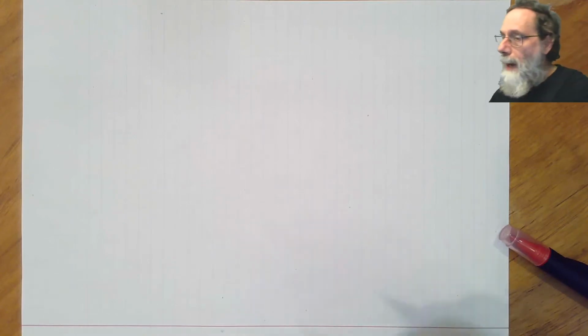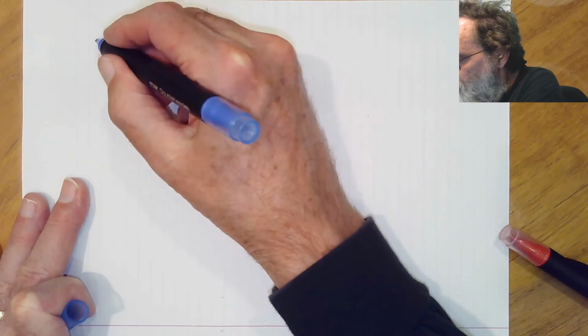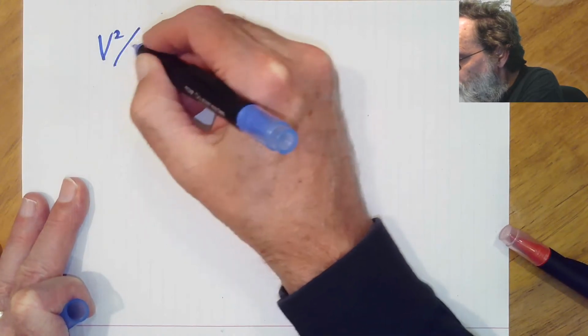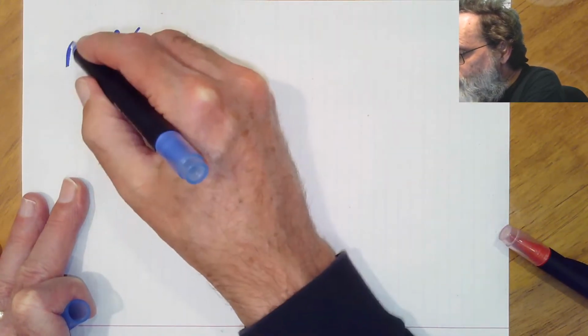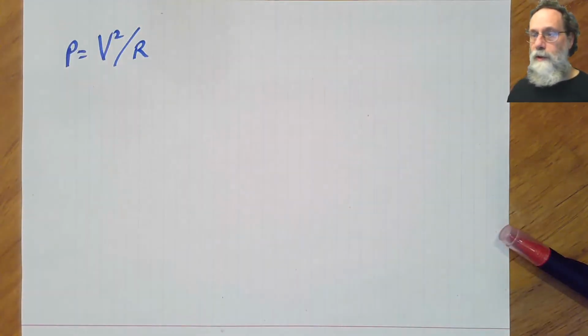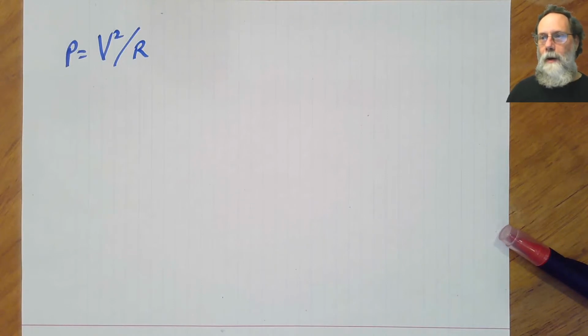So the power is just V squared over R. R is the resistance and V is the RMS voltage of the signal we're putting into the loudspeaker. Obviously, one way to increase the power would be to reduce the resistance of the loudspeaker. If we use a smaller resistance loudspeaker, we can get more power for a given voltage.